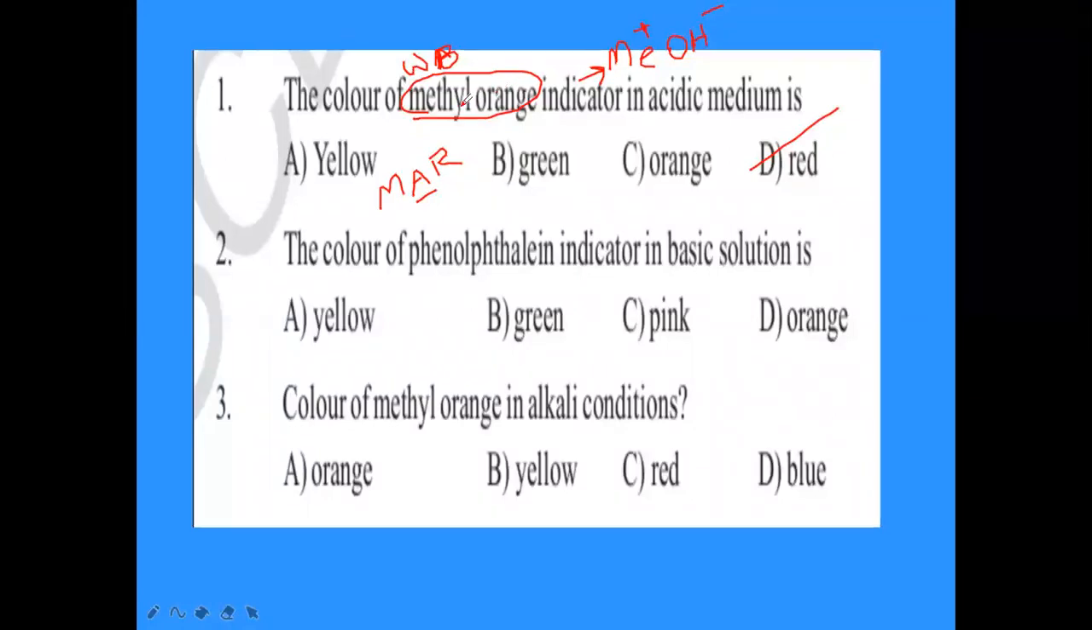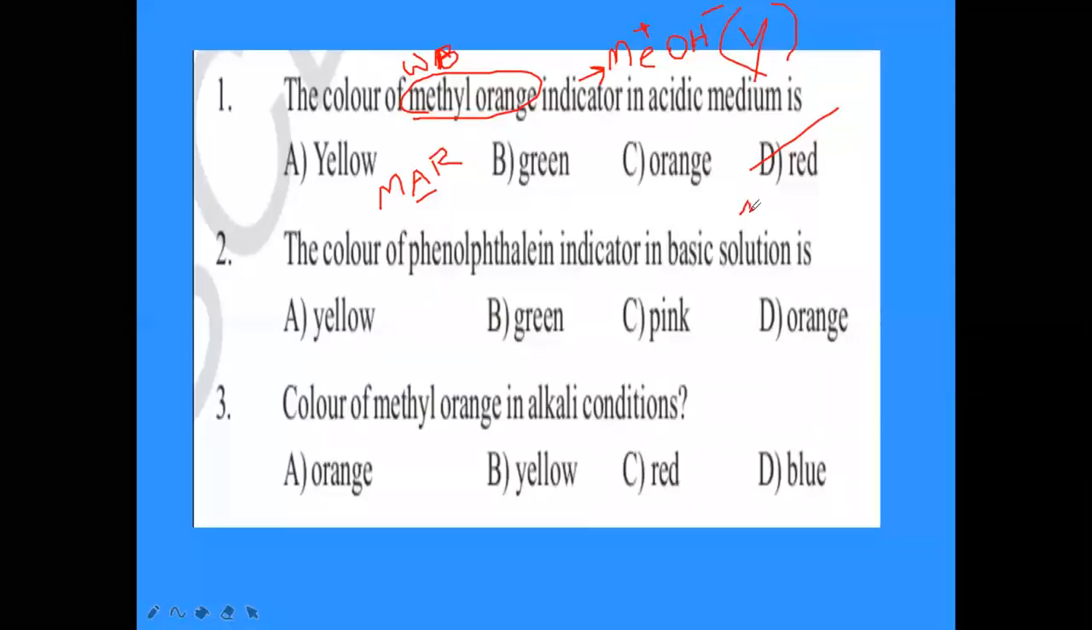That's why the original color of methyl orange indicates what? What is the original color of this methyl orange molecule? It is yellow. Remember, what is the original color of methyl orange? Yellow. Yellow is the color of the methyl orange molecule. Remember. But for the Me plus ion, what will be the color? The color will be red. Remember.